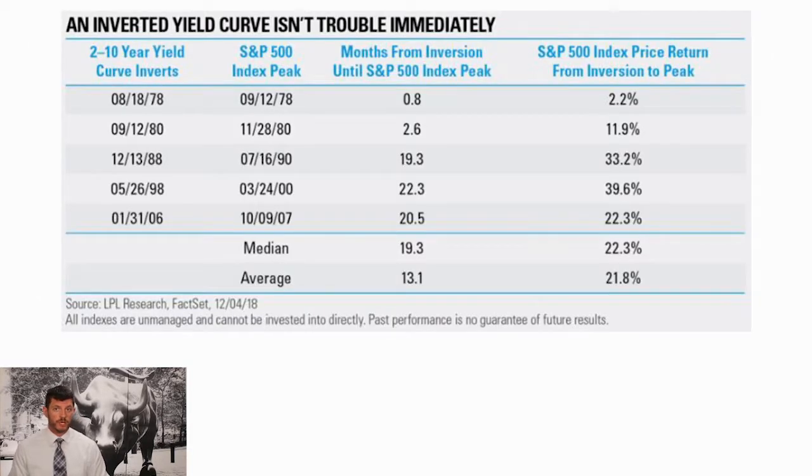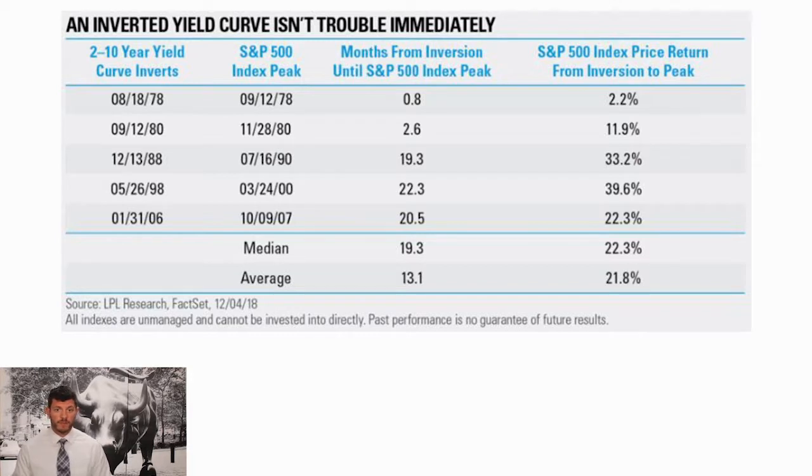The fourth and final chart I wanted to talk about today is over the past 5 times the yield curve inverted, which was 1978, 1980, 1988, 1998, and most recently 2006. How many months did it take for the S&P 500 to reach its peak, and how far away is it on a percentage basis from when that inversion happened? So first off, in 1978, you can see it only took 0.8 months for the S&P 500 to reach its peak, and the S&P only went up 2.2% from when that yield curve inverted.